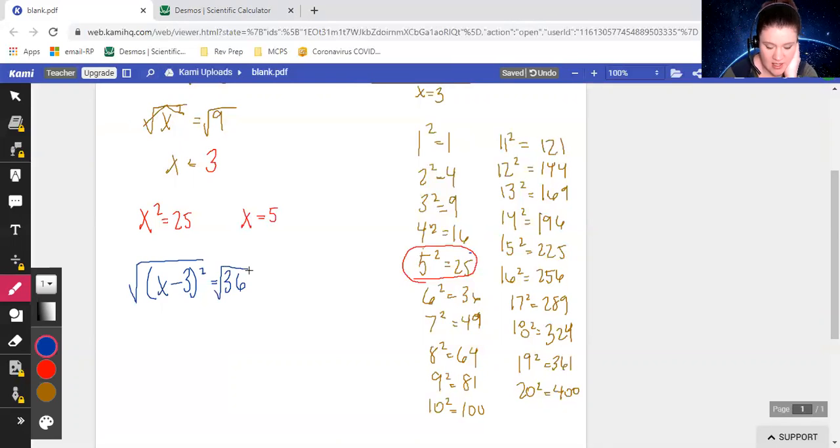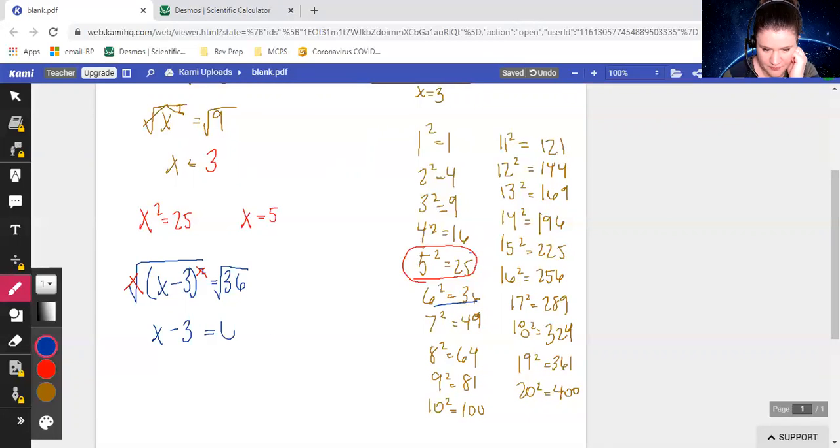Now it can get a little bit more complicated with, well, is it the positive or the negative? At this point, we're dealing with positives. Let's just focus on this first, okay? So the squares and the square roots cancel, right? So this undoes this. What we're left with is x minus 3 equals the square root of 36.